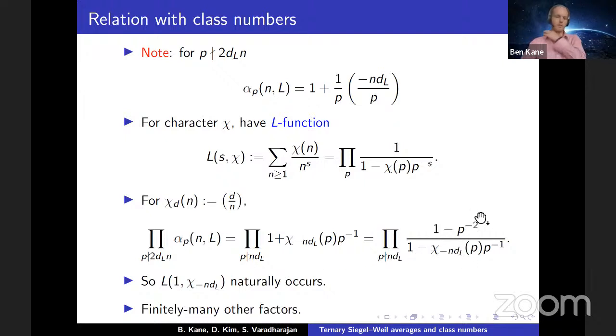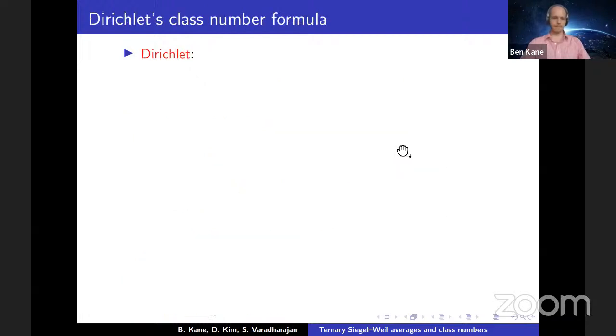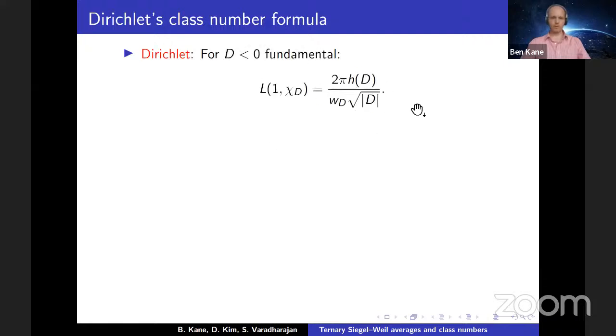And there'll be finally many other factors that come from the primes dividing n dl. There's also a zeta of 2 in the denominator showing up, but that's something we can compute explicitly. And remember, there were some factors with powers of pi, and so that's exactly going to be what's canceling here. I mentioned this earlier on, but let me mention it again.